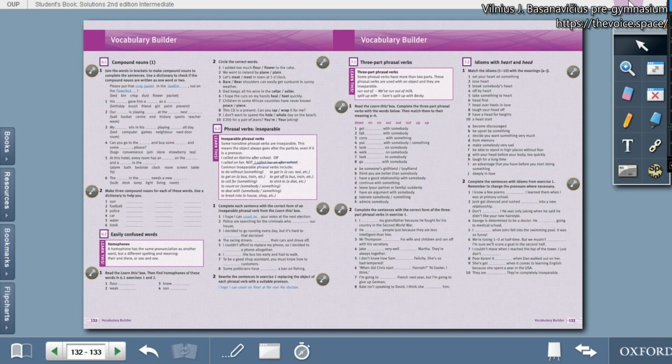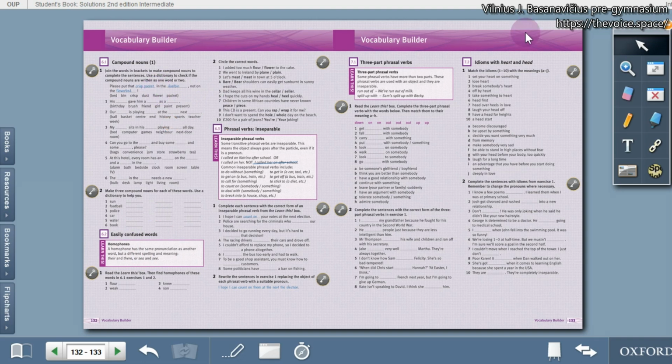Hello, 8th graders. The aim of this lesson is to revise the compound nouns. Use the vocabulary you have already learned in lesson 1. So today we're going to do exercises 1 and 2, and then we're going to talk about easily confused words. So let's begin from exercise 1.